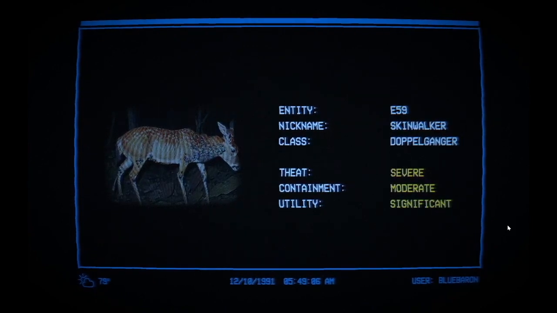Entity E59. Nickname, Skinwalker. Class, Doppelganger. Threat, Severe. Containment, Moderate. Utility, Significant.